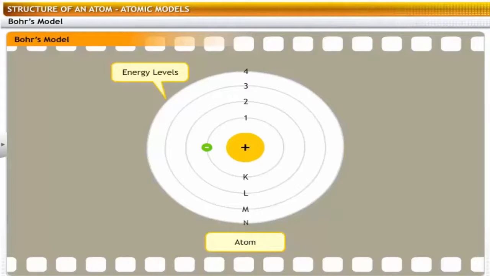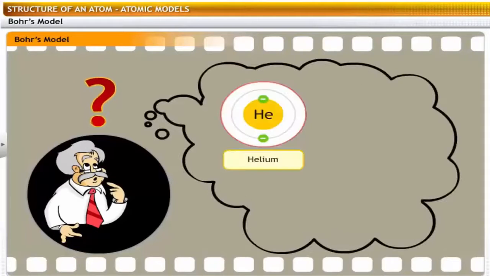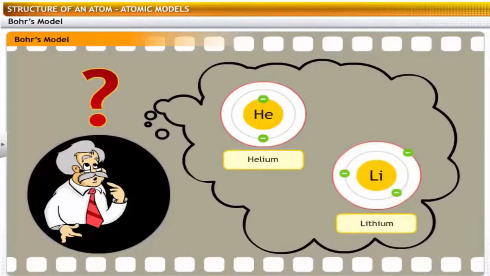Shells are represented by the letters K, L, M, N, or the numbers 1, 2, 3, 4, and so on, depending on the number of shells in the atom. However, Bohr's model did not apply to elements like helium and lithium. The model was also unable to explain the structure of chemical bonds.